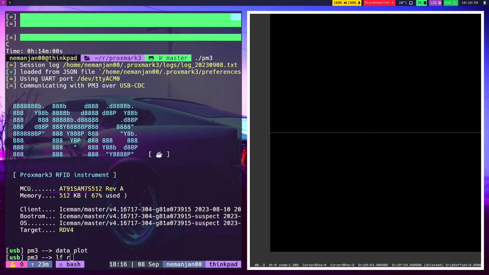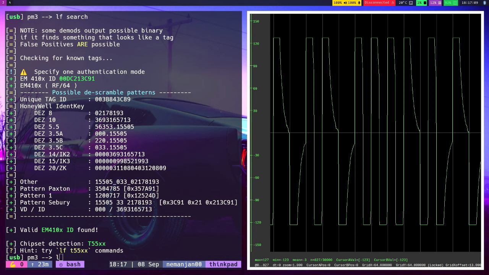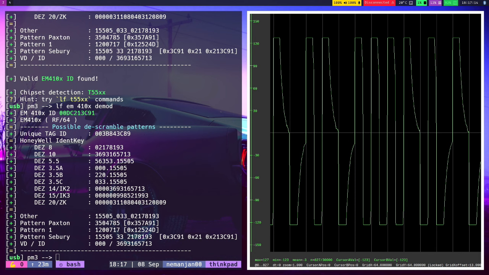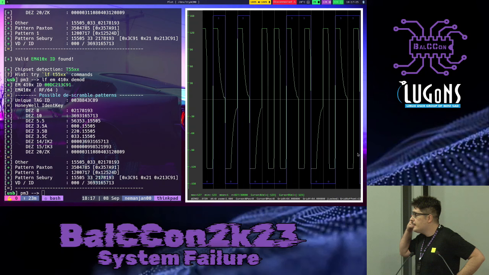I just need a laptop. As you can see, there's a voltage that's changing in value, and there are bits that are 0 and 1, and they look different in the graph.